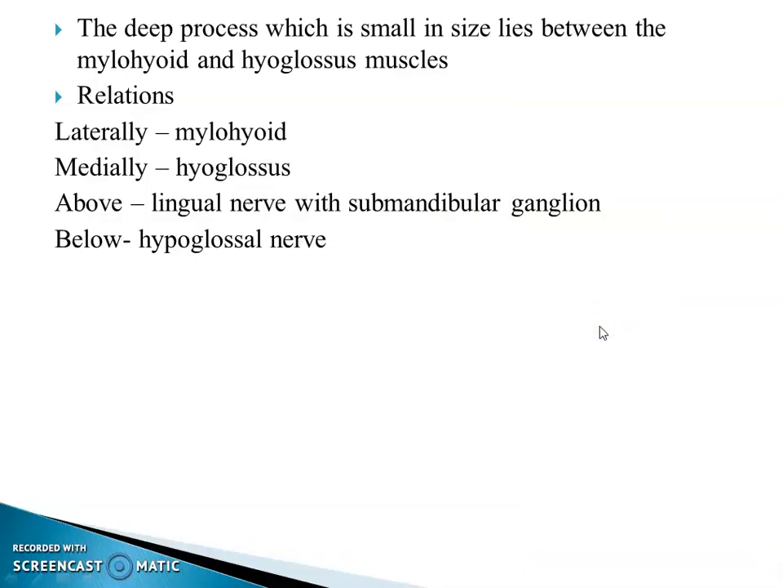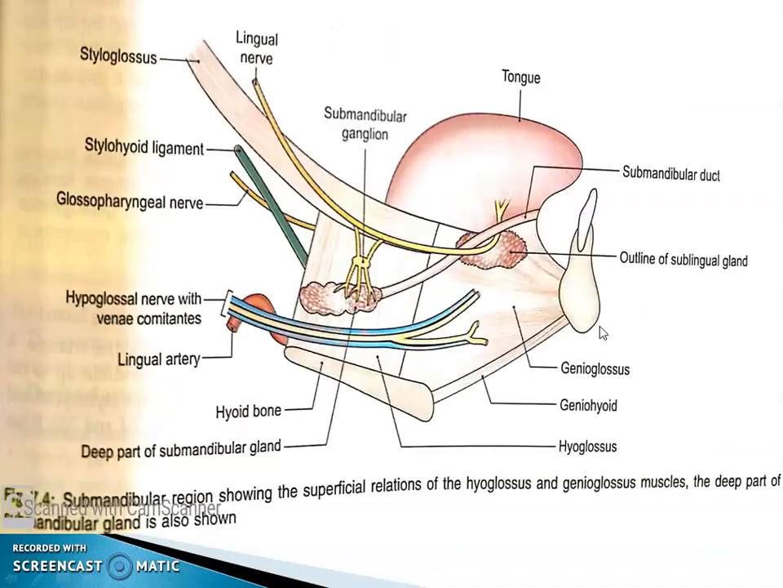In this diagram, we have seen this is the deep process or deep part of the submandibular gland. Superiorly, it is related to the submandibular ganglion, and this is the lingual nerve. On the inferior side, it is related to this hypoglossal nerve with vena comitans.